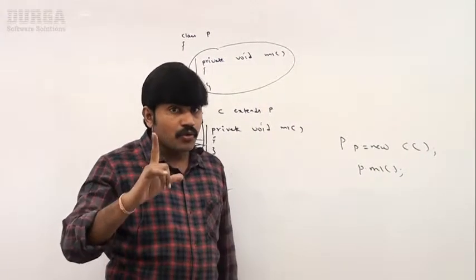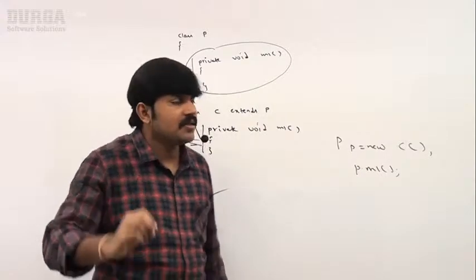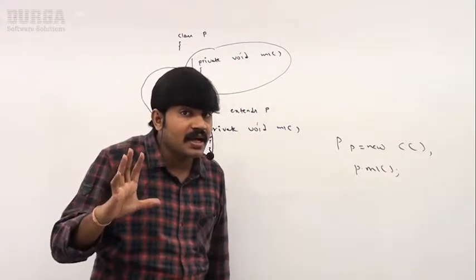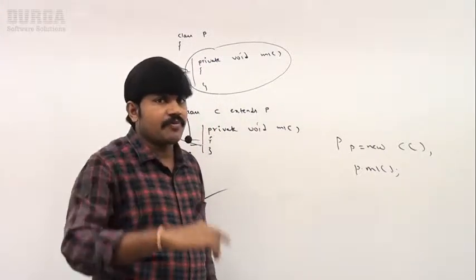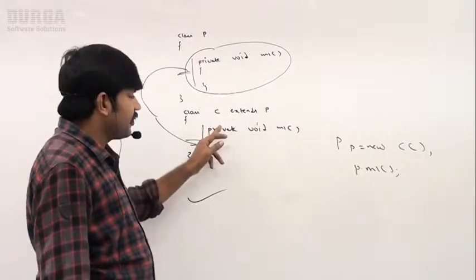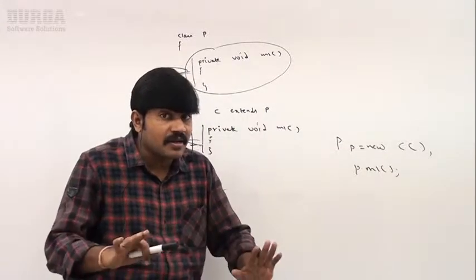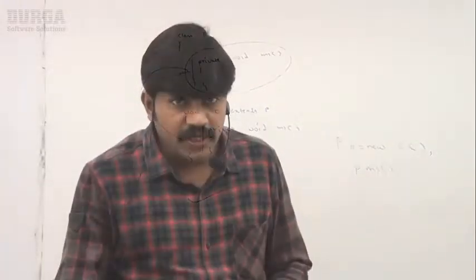So the rule is very clear. Remember, private methods are not visible to the child classes. Hence, the overriding concept is not applicable for private methods. But based on our requirement, we can define the same private method in the child class also. It is valid, but it is not overriding. Clear, right? It's clear about the private modifier, right?